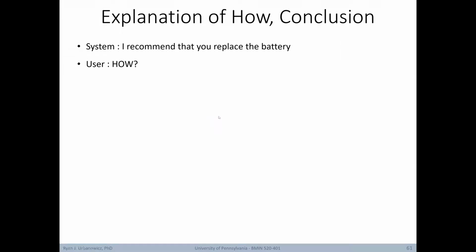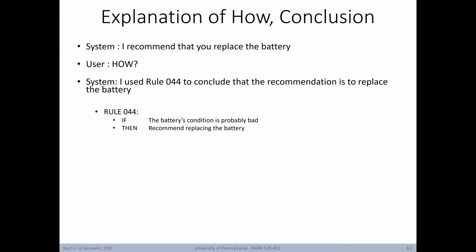Let's go back to our battery example first. "I recommend that you replace the battery." This is the conclusion of that expert system. And the user asks how. So now we're going backwards in our chaining process to answer this question. The system responds, "I used Rule 44 to conclude that the recommendation is to replace the battery." So in this case, we start with our rule with the query in the conclusion, and we use the condition to answer this question of how.